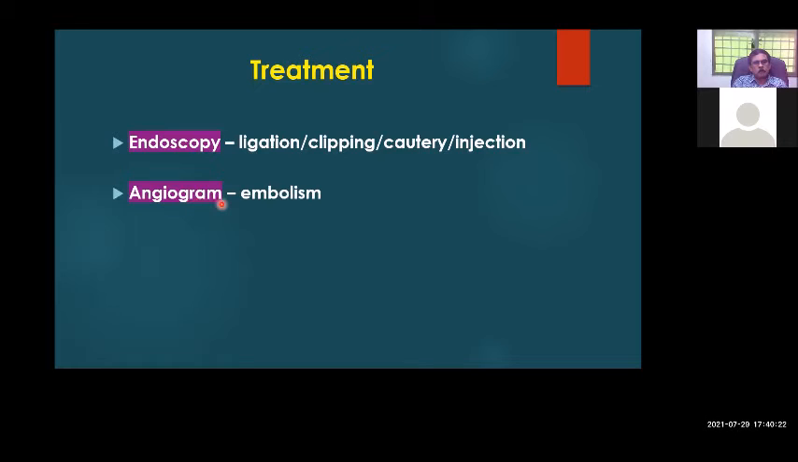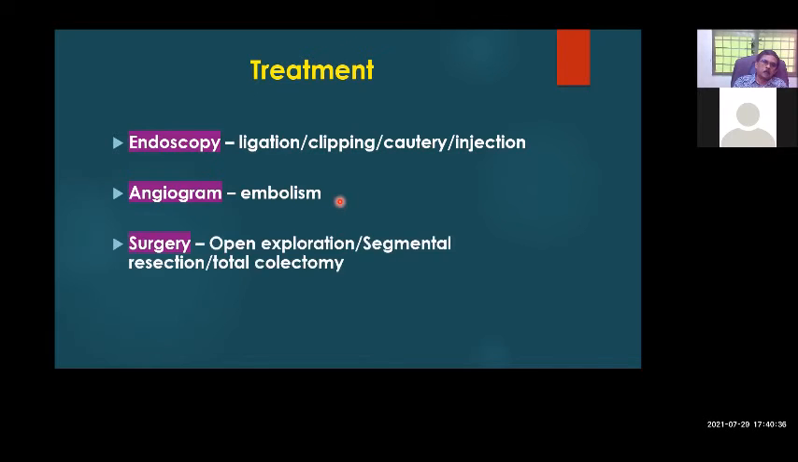Angiogram is another possibility. If there is need for angiogram, this can be done, and at the same time you can embolize the bleeding vessels to stop the bleeding.